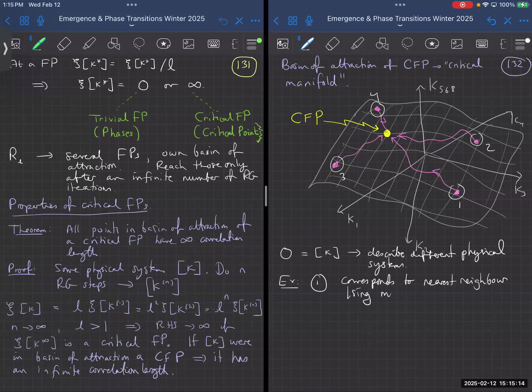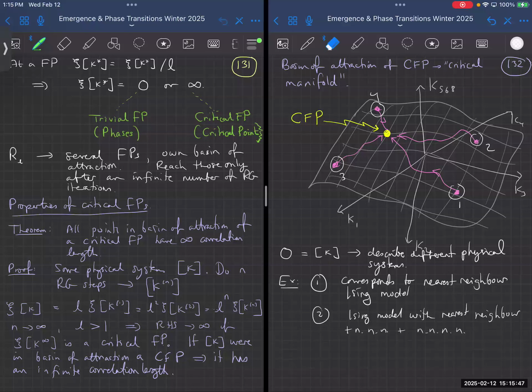Okay, it's the thing we know and love. Okay, system 2 might correspond to an Ising model with nearest neighbors plus next nearest neighbor plus next nearest neighbor.